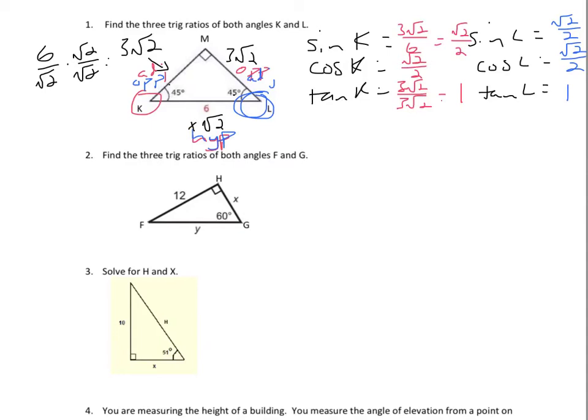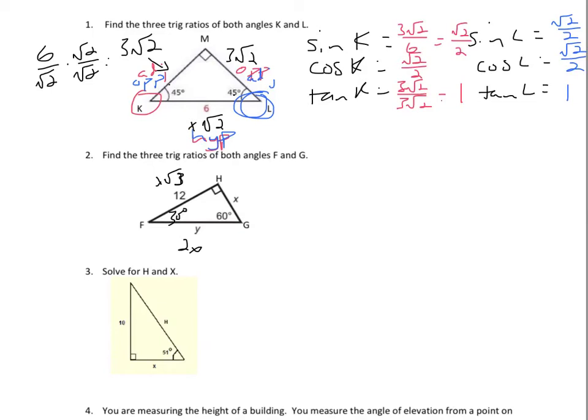Now, number 2 here, the 30, 60, 90s. We have a 30, 60, 90 triangle. That's my 30 degree, right? We have our x. This y down here is going to be our 2x, and the 12 is our x root 3, because it's not the hypotenuse, it's just the longer leg.